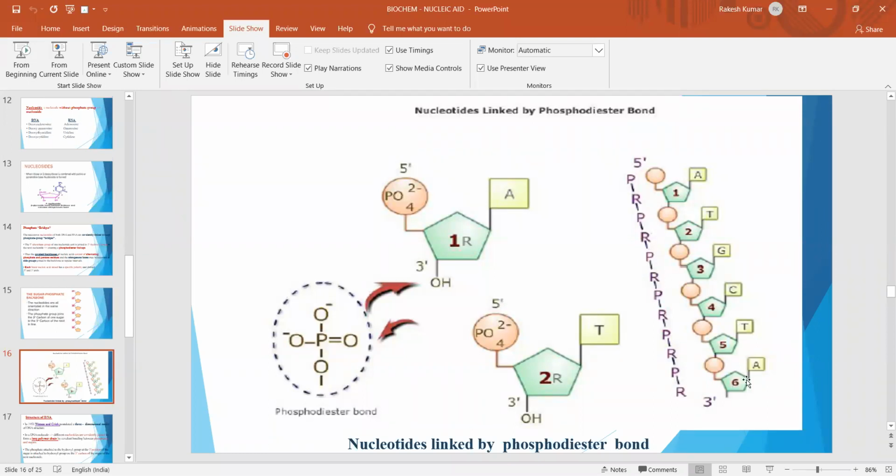They are attached to C1 of ribose: ribose, nitrogenous base, ribose sugar. These nitrogenous bases are attached to C1 of the ribose moiety.